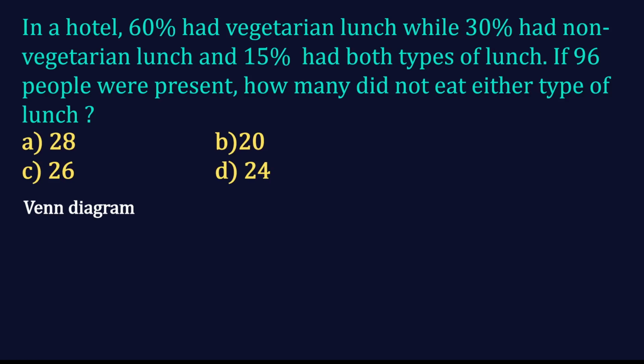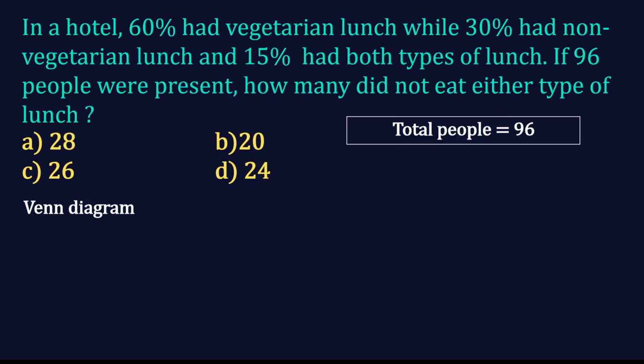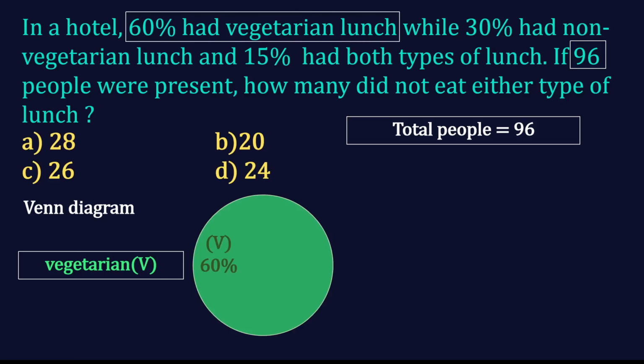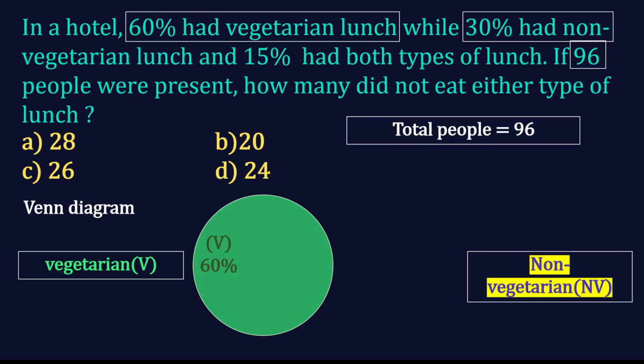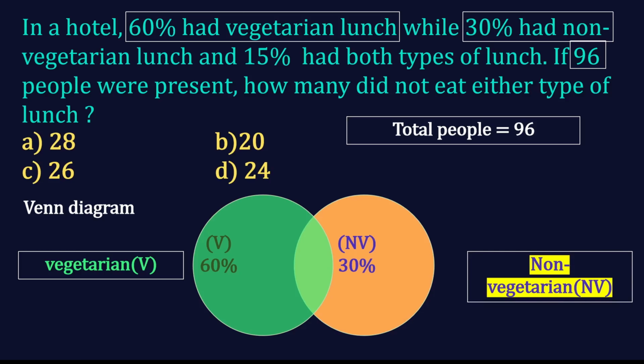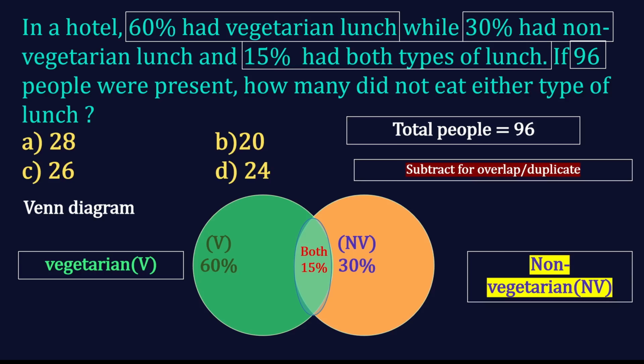We will be understanding this question using the Venn diagram. So we are given the total number of people equal to 96. So vegetarian, or the number of people who eat veg, would be 60 from the question. And the number of people who are non-veg is 30%. So let me put it there. And 15% had both types of lunches, meaning veg and non-veg. So I can put it in between, which is both 15.